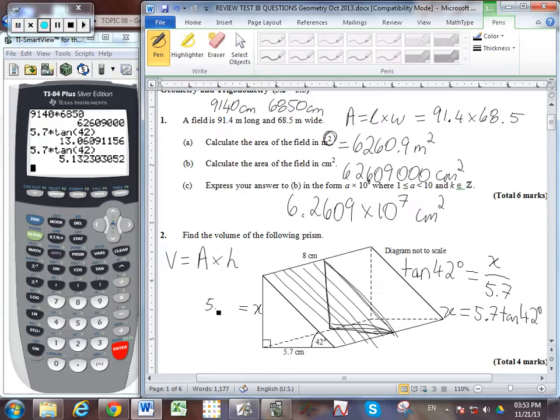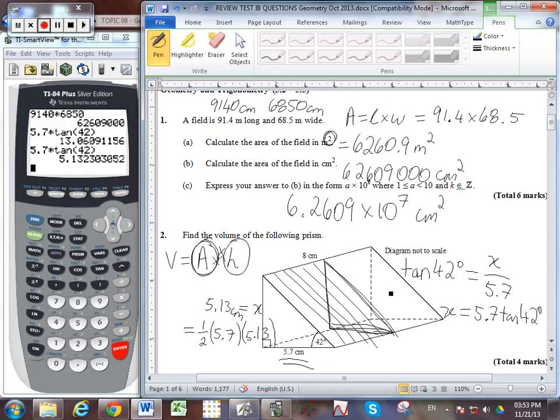So 5.13 centimeters. And now my A, my area of the cross-section, is going to be the triangle, 1/2 times 5.7, there's your base, times the height of 5.13. So there's my A, and now I need to multiply by H, which is the height of the prism.